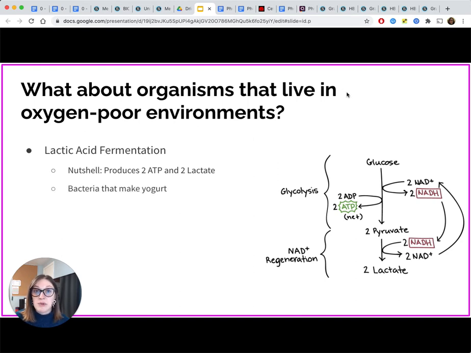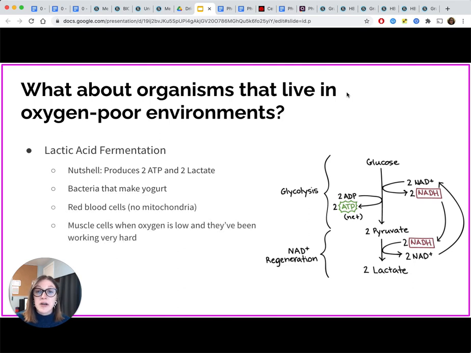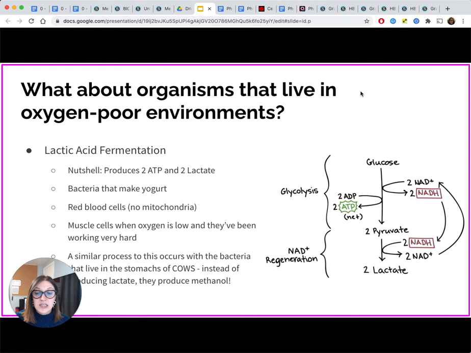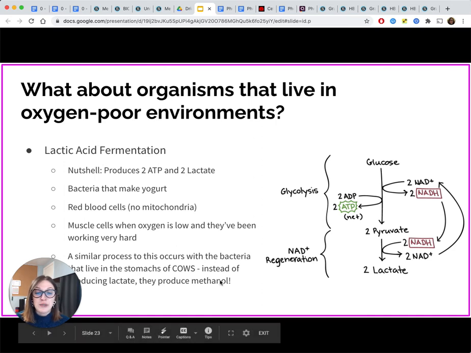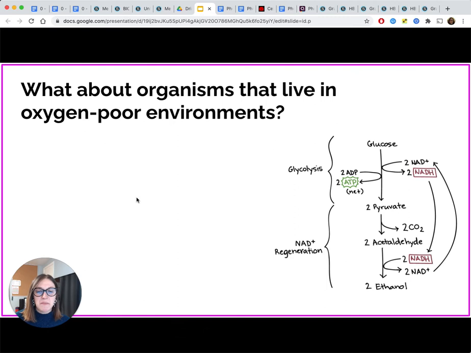And this is an example of how bacteria make yogurt, how your red blood cells do this process because they don't have mitochondria, and your muscle cells do this when oxygen is very low and they've been working very hard. A similar process occurs with the bacteria that live in the stomach of cows. But instead of producing lactate at the end, it actually produces methanol, which is why cows fart methane gas, just in case you wanted to know.